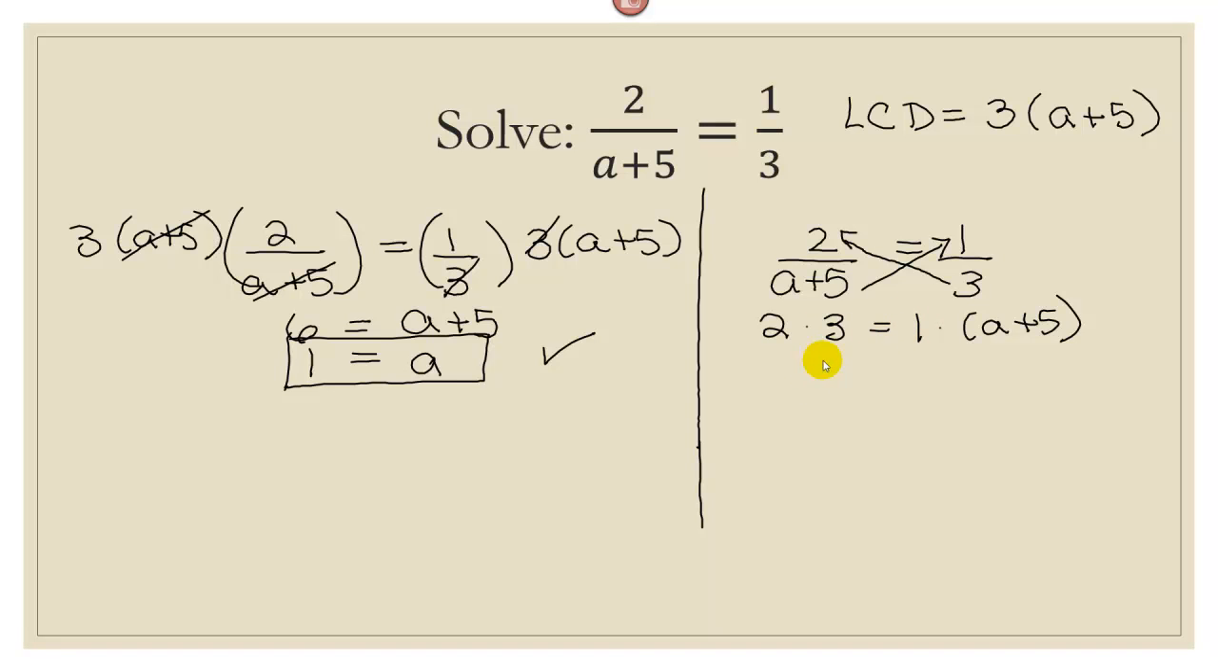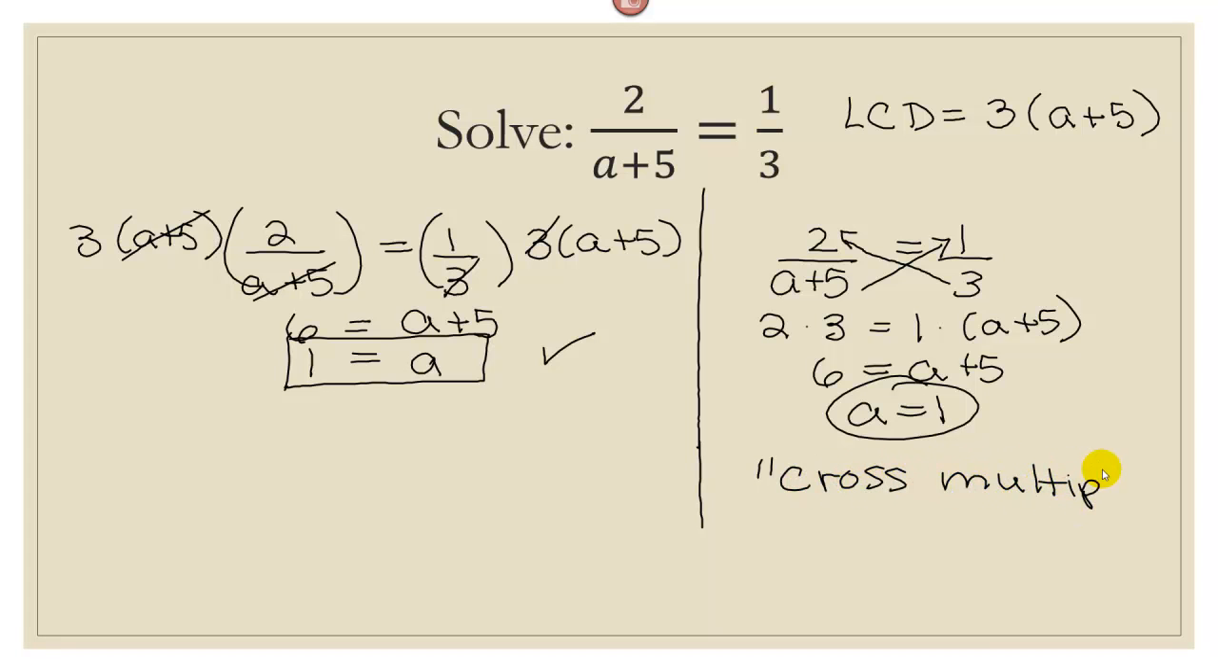But anyway, simplifying this, of course, we get 6 equals a plus 5, and we're back to exactly where we were a moment ago, where a is going to be equal to 1. And again, this technique is called cross multiplying, but it only works when you have a fraction equal to another fraction.